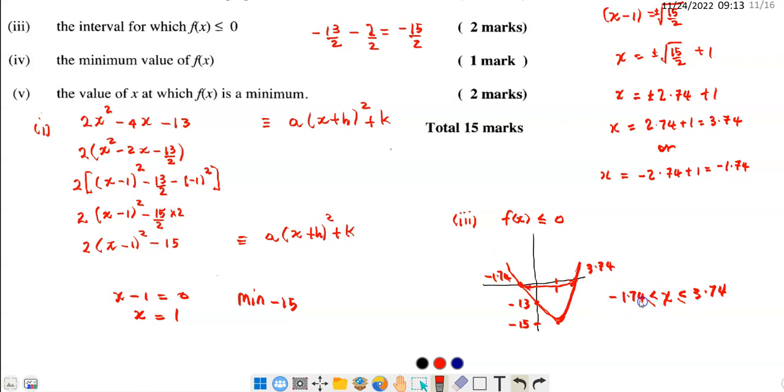So the interval is given here. Now part 4, the minimum value of f of x would be -15, and part 5, the value of x for which it is minimum is 1, x equals 1. Okay, and here ends question 9.